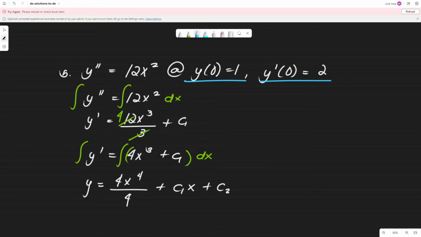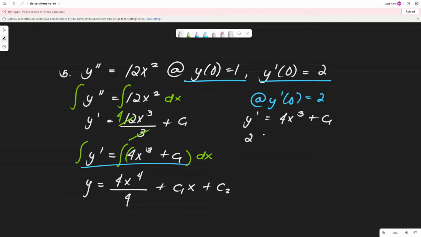So, of course, you need to solve first yung isa lang yung hahanapin mo. And in this case, ano yung isa lang? Yung y prime natin. So, we can use y prime of 0 is equal to 2. We have y prime is equal to 4x cubed plus c sub 1. Then we have 2 is equal to 4 times 0 cubed plus c sub 1. So, obviously, cancel na yan. So, we have c1 is equal to 2.